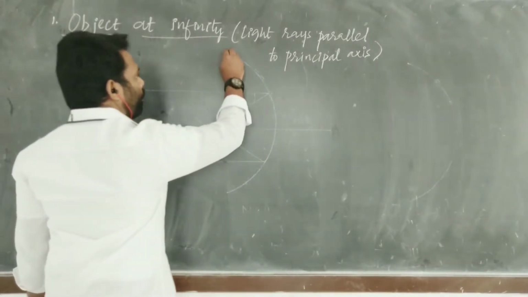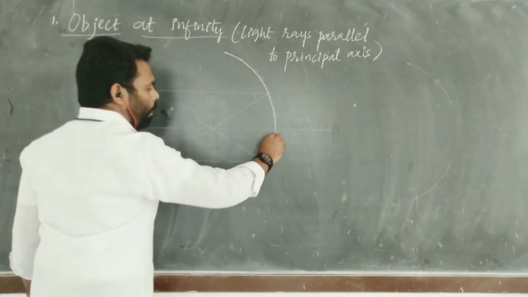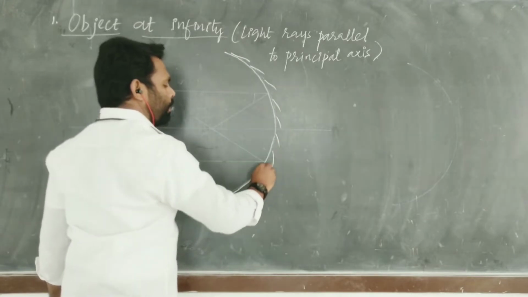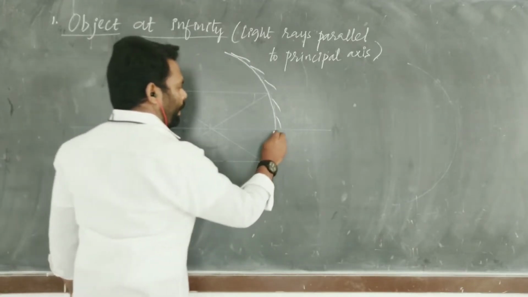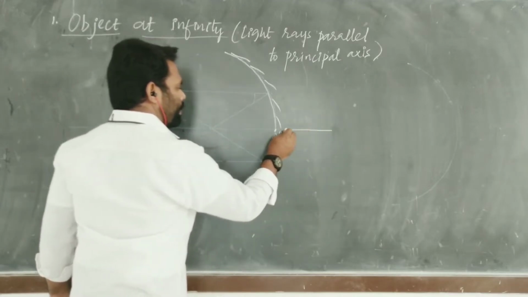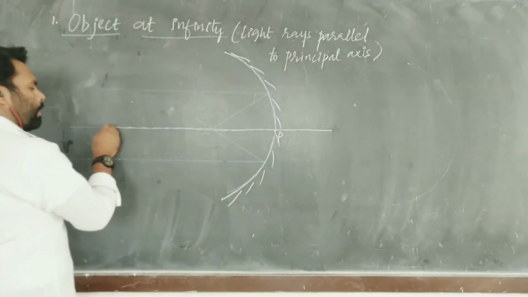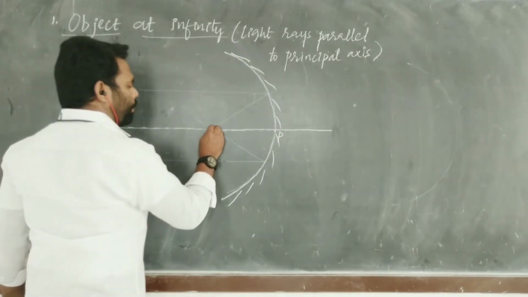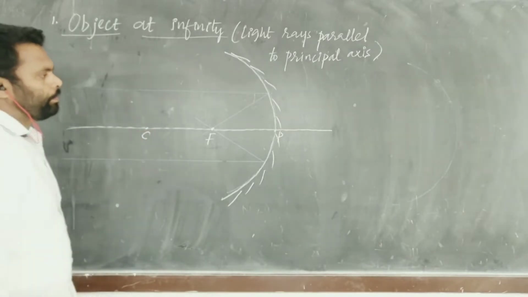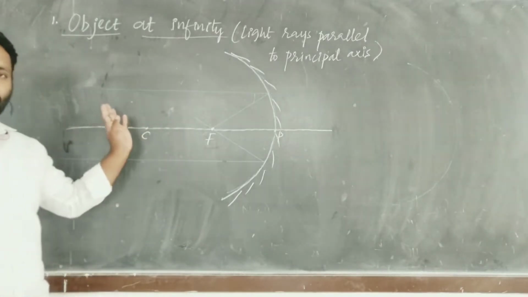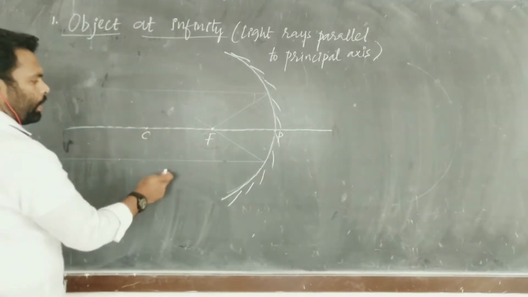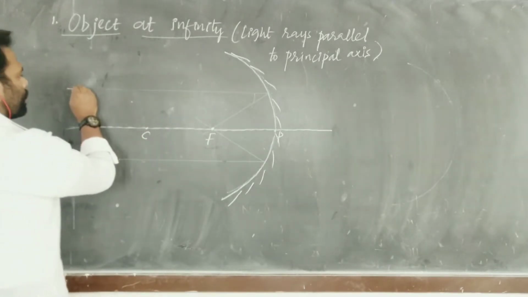Let us take a concave mirror. This is the silver surface. And this can be called the pole of the concave mirror, and this is principal axis. And let us take a point called focus and center of curvature. So as the object is at infinity, two light rays are coming parallel to each other and parallel to principal axis.